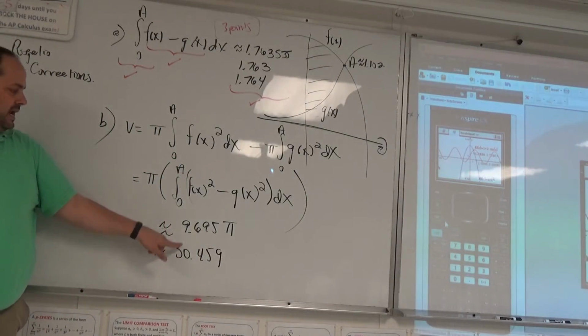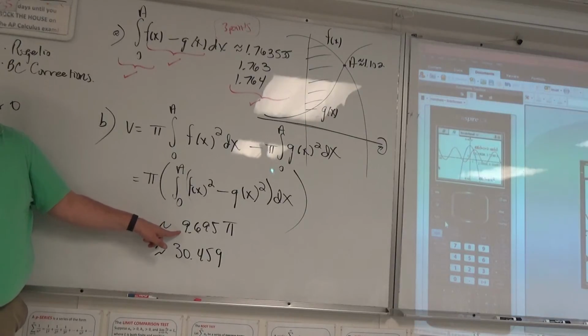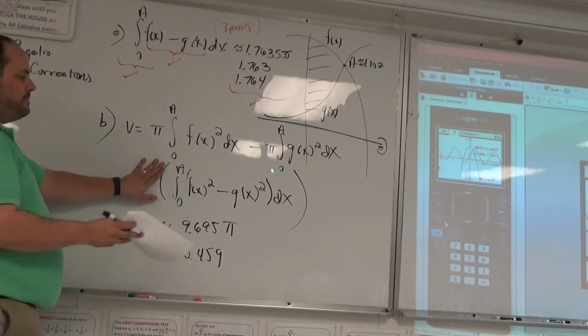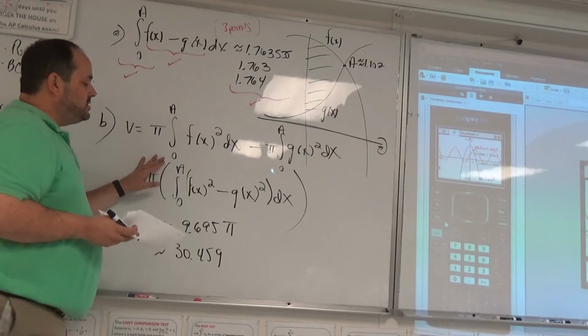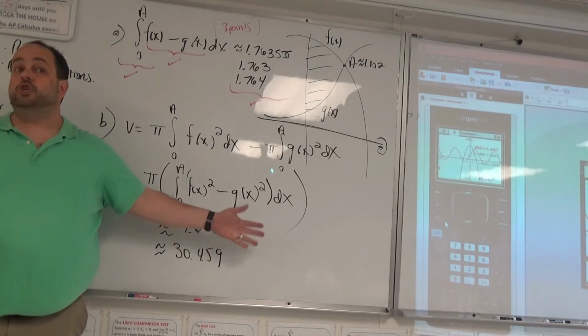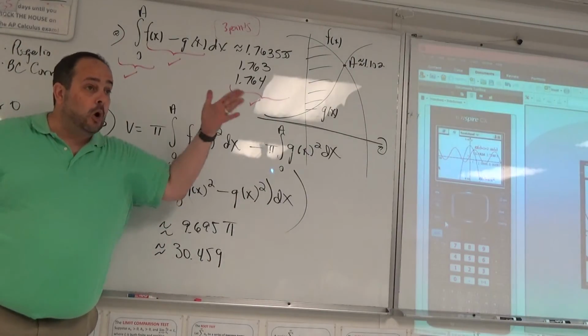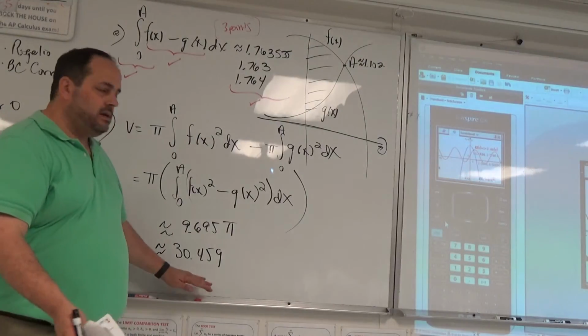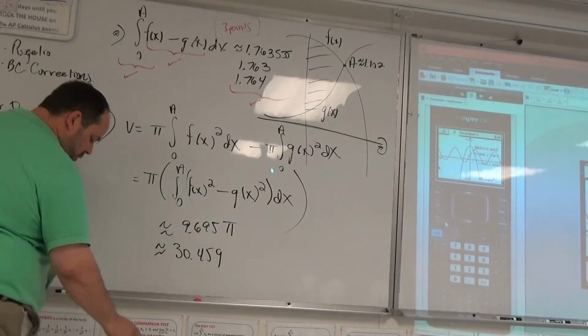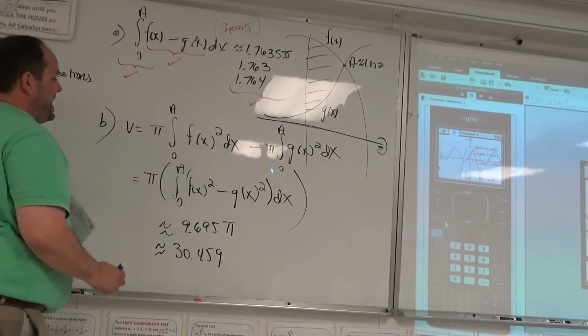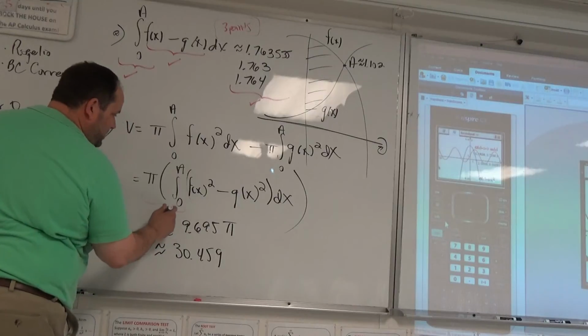Did anybody do 9.695 pi? What is this kid doing? Jasmine, what are they doing? They're not multiplying by pi. What they're saying is, let me do this integration over here, and then just remember to multiply by pi at the end. Totally legal stuff. Everybody's good? So I would say 1 point probably awarded for remembering the pi and getting your limits of integration.